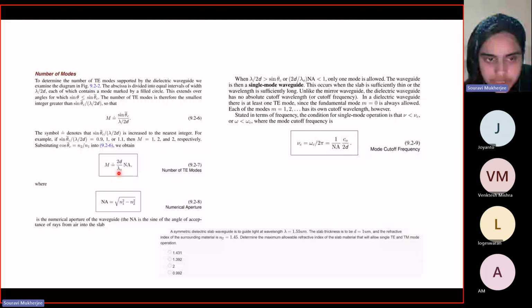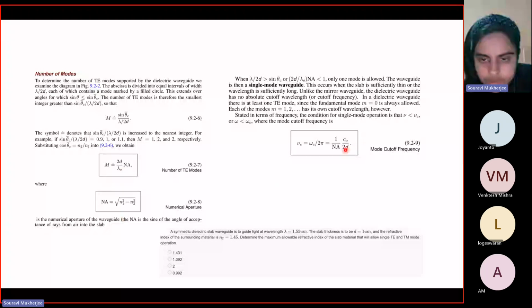When you write nu equal to c by lambda, c is the speed of your wave and lambda is your wavelength. And in place of wavelength, you write it in terms of the numerical aperture of your waveguide into 2 into D.